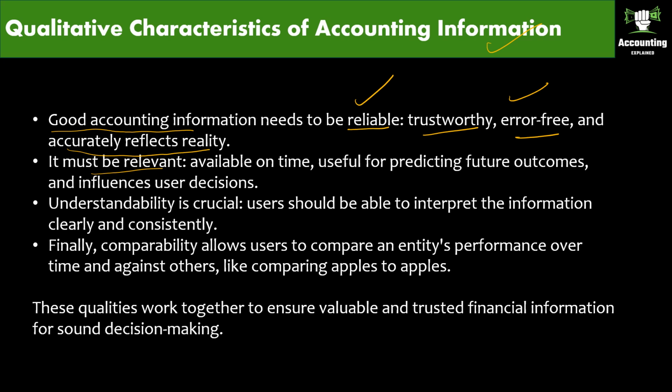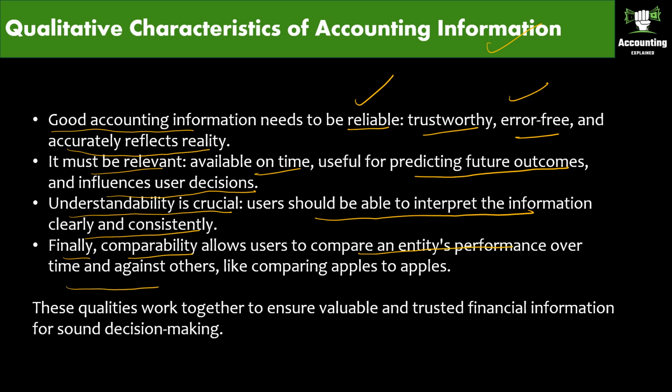It must be relevant and it should be available on time. It should be useful for predicting future outcomes, like we saw in management accounting, no? And it influences users' decisions. With that, users' decisions can be influenced. Understandability is crucial. It should be simple so that the users can easily interpret the information clearly and consistently. Finally, comparability allows users to compare an entity's performance over time and against others.